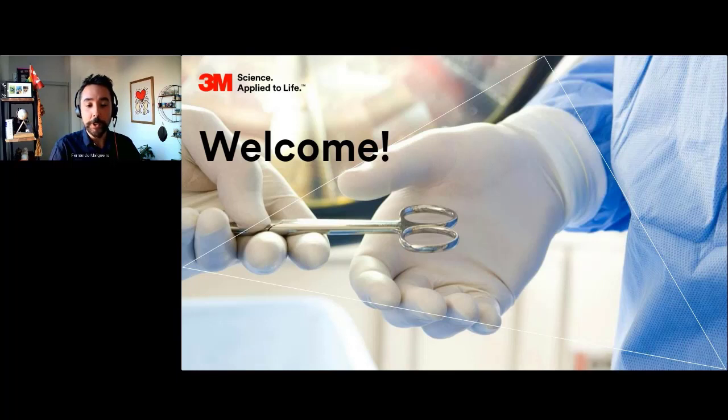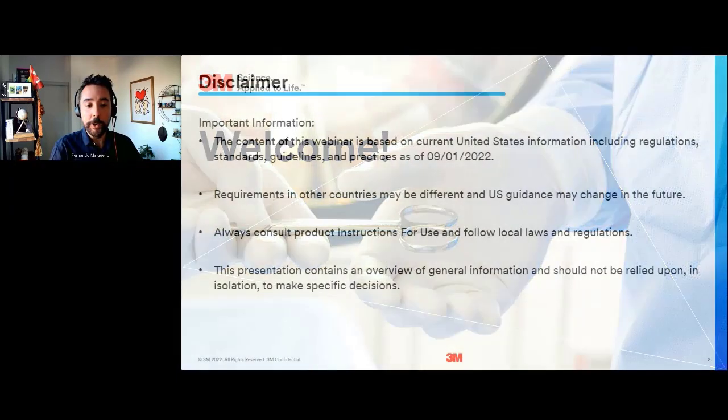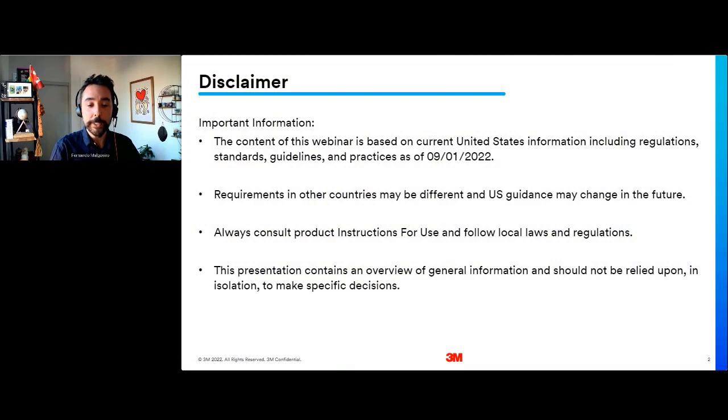Before we get started, let's go to the following disclaimers. The content of this webinar is based on current United States information, including regulations, standards, and practice as of September 1st, 2022. Requirements in other countries may be different, and U.S. guidance may change in the future. Always consult product instructions for use and follow local laws and regulations.